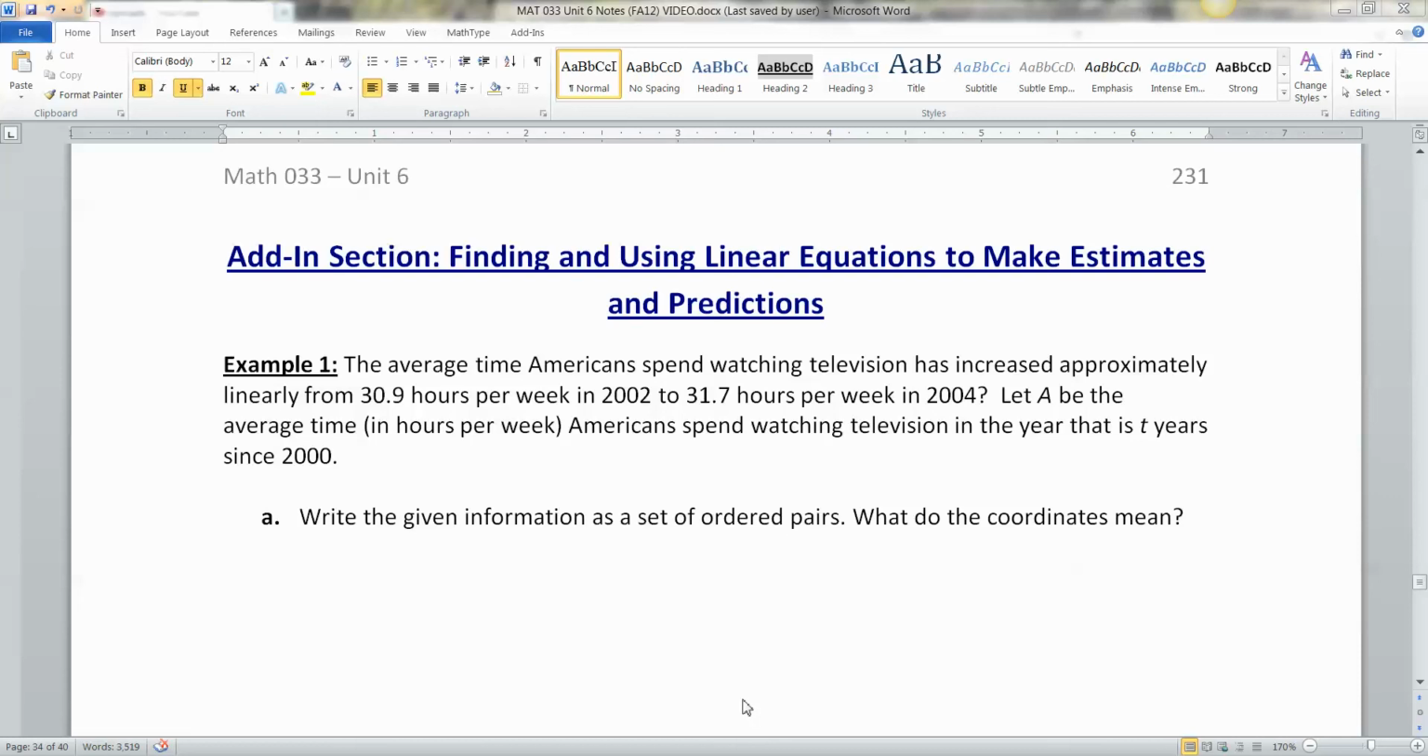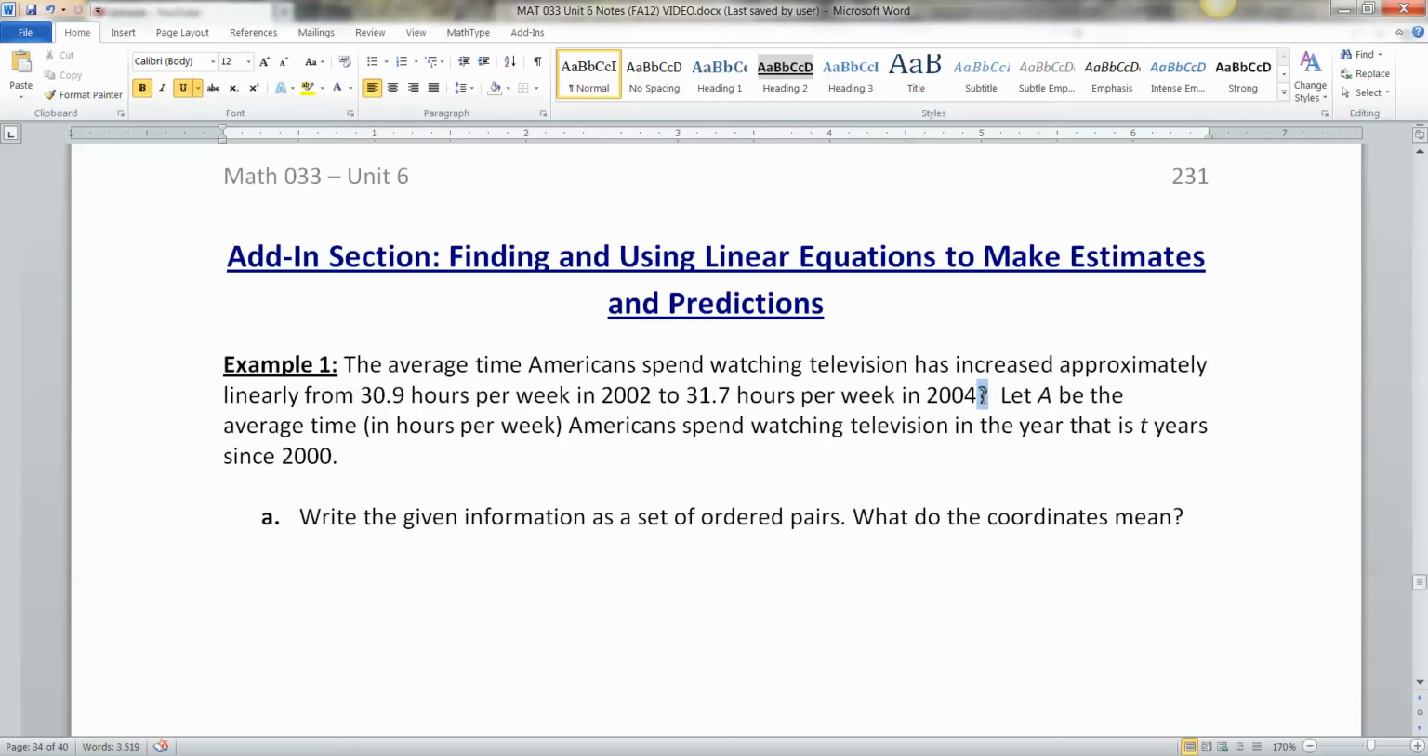Now, it's a really important idea to be able to take those linear concepts we've been learning in this unit and apply them to a problem that's set up with language. Because, of course, we know in statistics what we say is, in many respects, more important than the numbers we're putting in there. So we have: the average time Americans spend watching television has increased approximately linearly from 30.9 hours per week in 2002 to 31.7 hours per week in 2004.